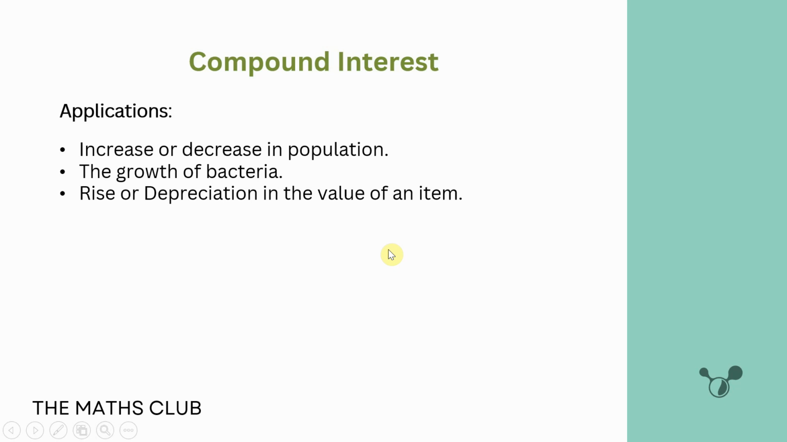Where is this compound interest applied? You could use it in the increase or decrease of population. If they ask questions like the population increased after so many years, you can use compound interest to solve it. Not just the population of people, but also the growth of bacteria, and you can use it for rise or depreciation in the value of an item. In the first video, we did a small application of compound interest, even though we did not explicitly state it. All those 1.1 times 1.3 times 0.9, those things are just like compound interest in the mathematical sense.